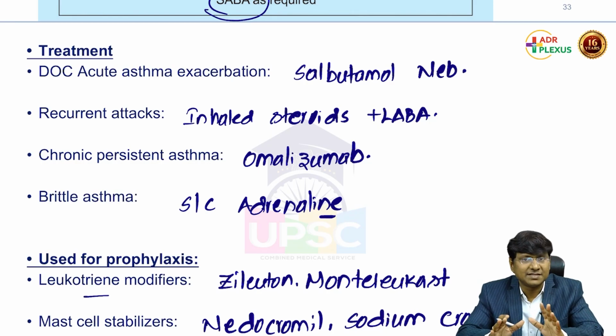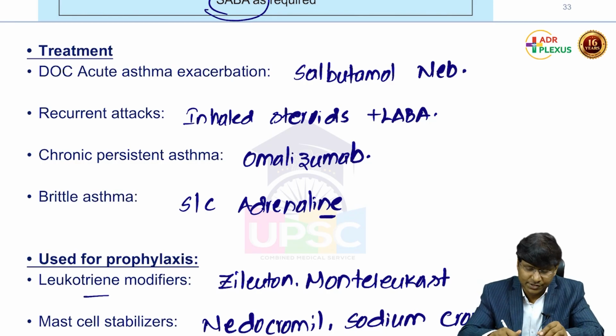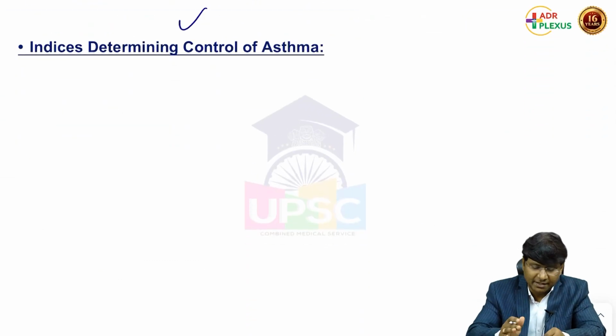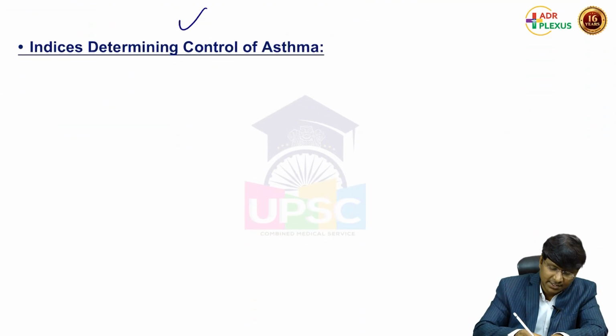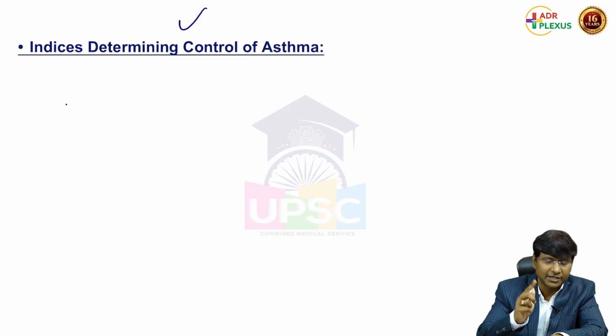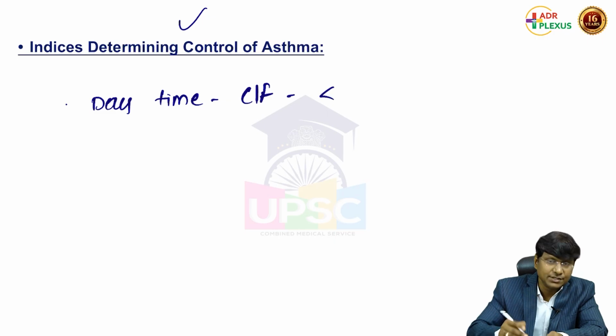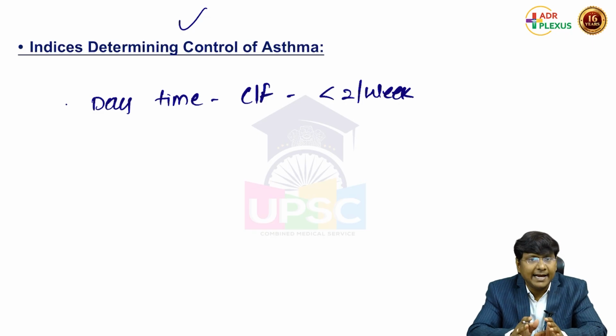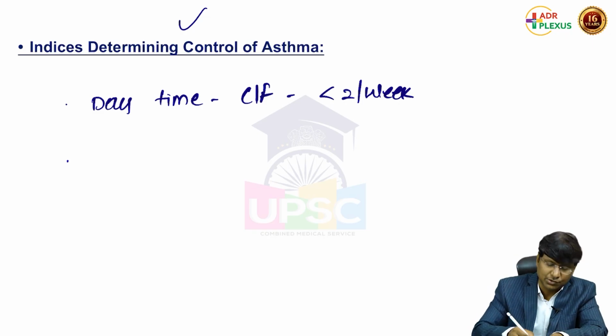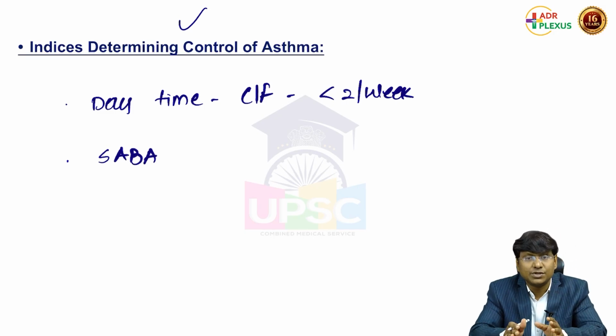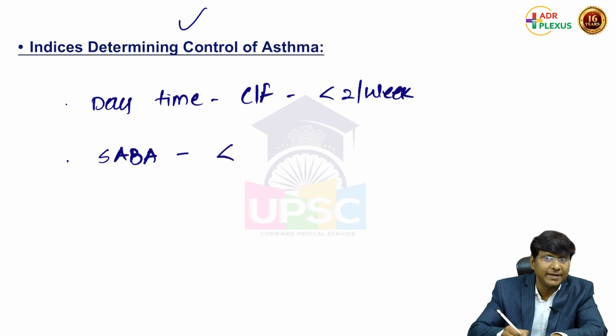Now, after having discussed the drugs and their respective choices, you need to know what are the indices which will determine the control of bronchial asthma. Number 1, the daytime symptoms of bronchial asthma should be less than twice per week. And next, the requirement of the short-acting beta 2 agonist, that is the SABA inhaler, should be less than twice per week.